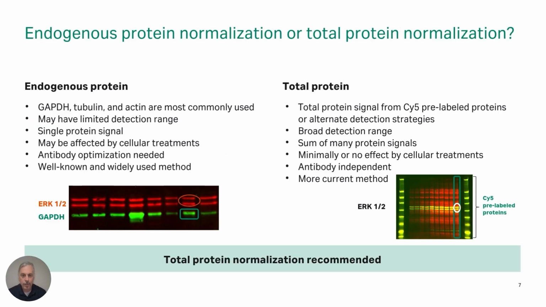So let's talk about some of the differences between the two approaches here. When you're using an endogenous protein, like a housekeeping protein, it's normal to use something like GAPDH, tubulin, or actin. You could potentially have a limited detection range there. You are just getting a single protein signal, so it's just that one protein you're relying on. Now, the cellular treatment, how you're treating the cells with its growth conditions, the drug treatment, the disease state, maybe a different isoform, that could all lead to varying expression of that supposedly housekeeping protein. So you'd really need to validate that it is not changing under those different treatments.